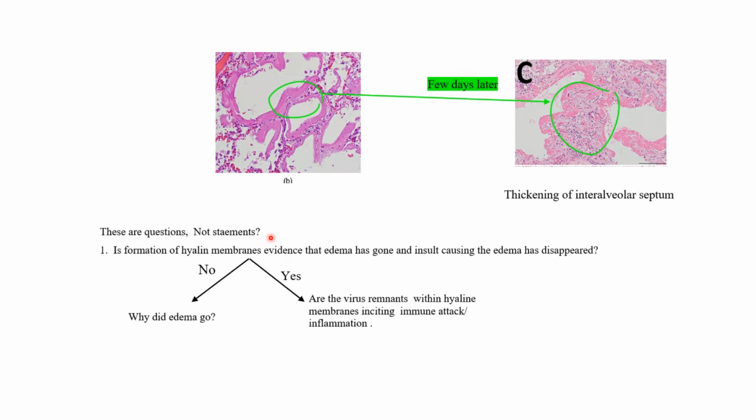These are questions, not statements. Is formation of hyaline membranes evidence that edema has gone and the insult causing the edema has disappeared? If not, why did edema go? If yes, are the virus remnants within hyaline membranes inciting immune attack or inflammation? So, the question could be, why did the edema go? Is it because whatever was causing that edema has now been dealt with by the body, and then the liquid had dried up, normal liquid was coming in?